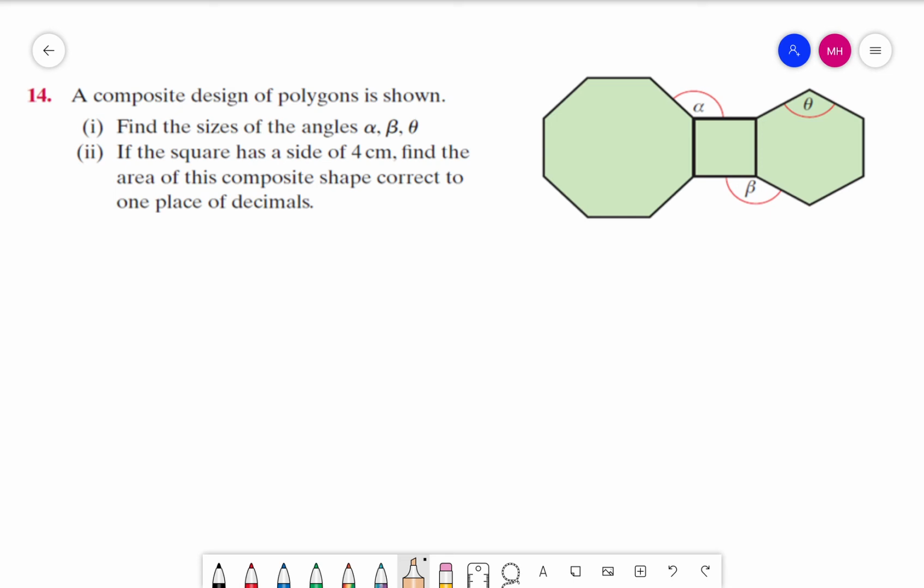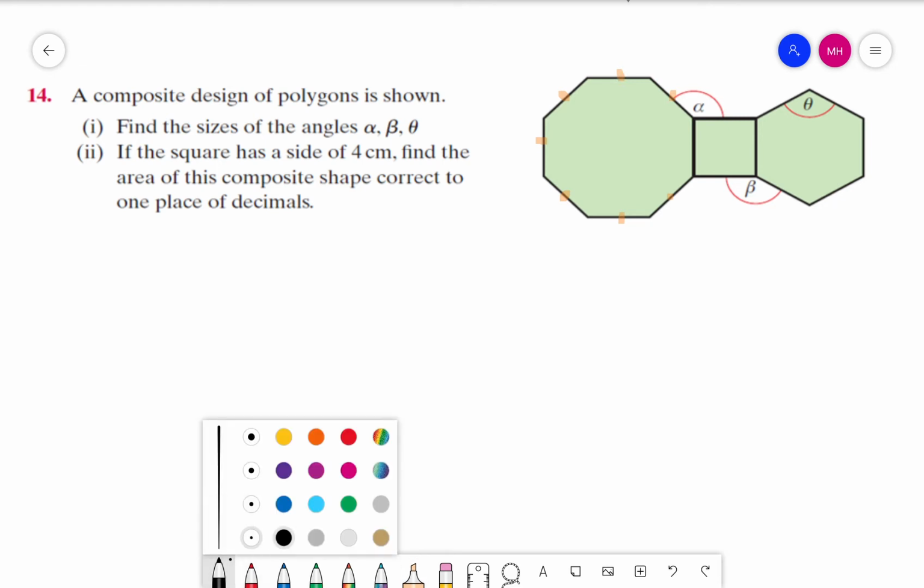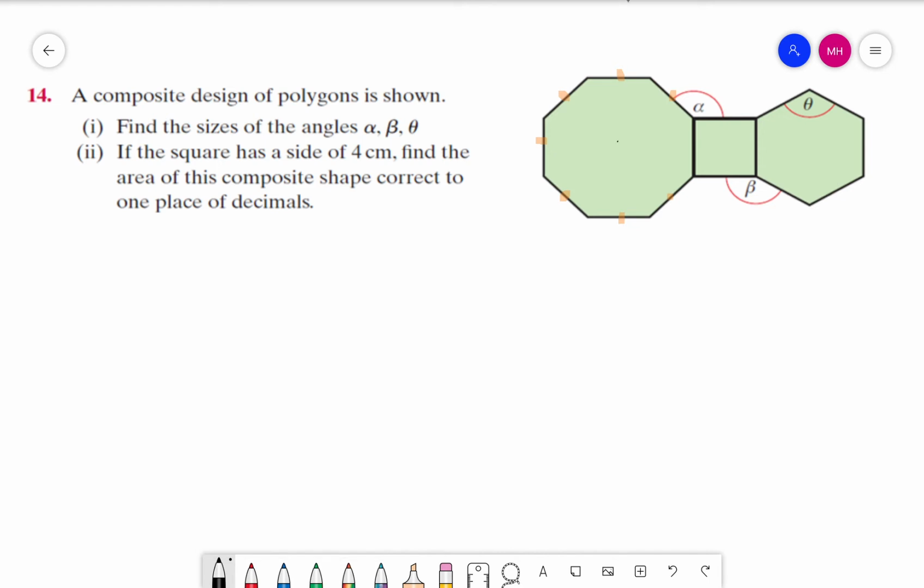Question 14 in chapter 6.1. It's a great little question to get you thinking about different polygons. So you have to find the size of the angles alpha, beta, and theta. So first of all, you have to study your shapes. So this one here is an 8-sided shape. As per usual, if you get a chance to draw around, mess around with stuff like this, please do.